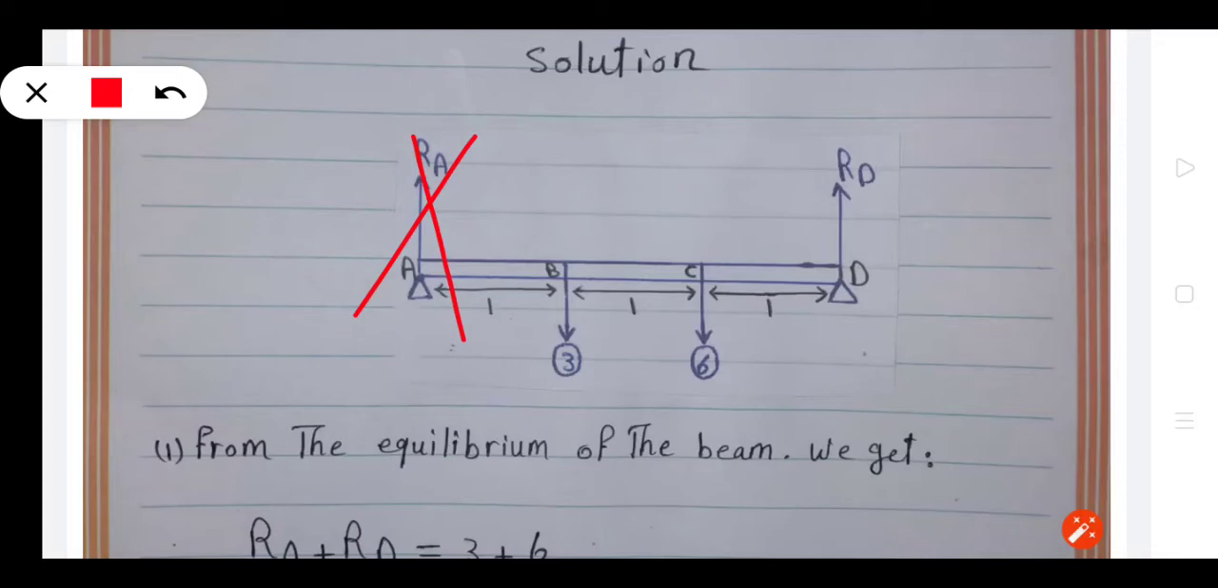Now, RD is anti-clockwise, so positive RD times 3, and 3 times 1 is clockwise, so negative 3 times 1, and 6 is clockwise, so negative 6 times 2.